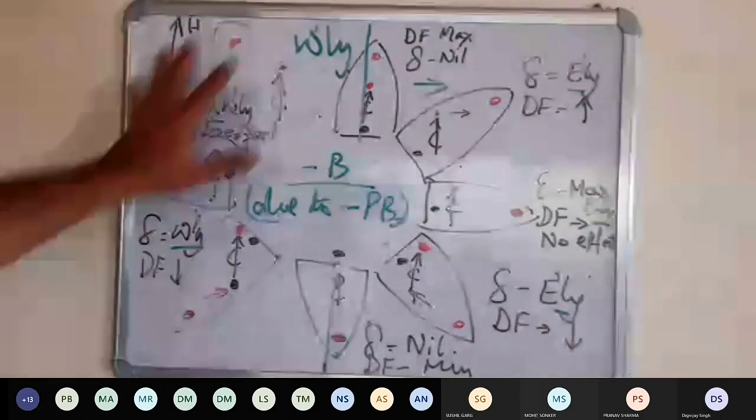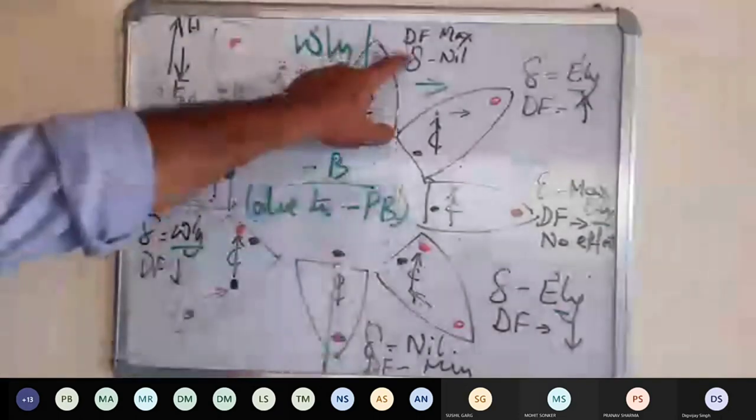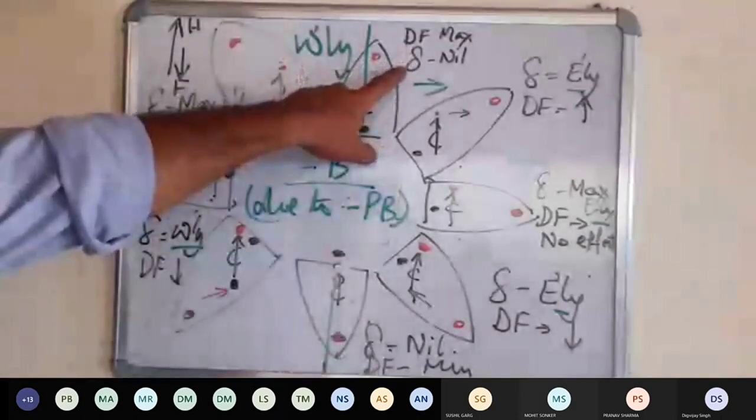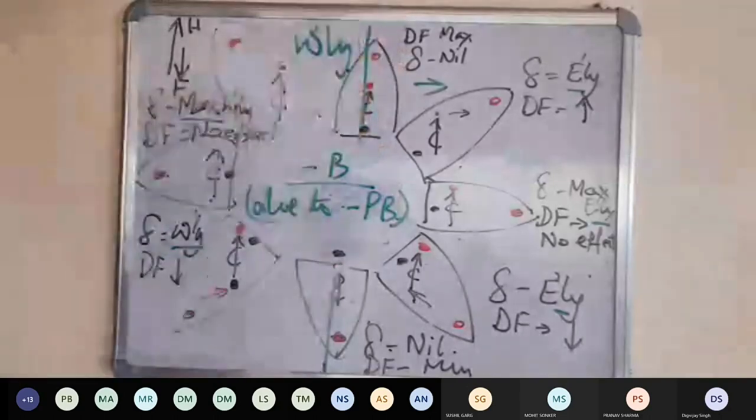With your reason and logic, make this diagram, see what is happening to that deviation and directive force.